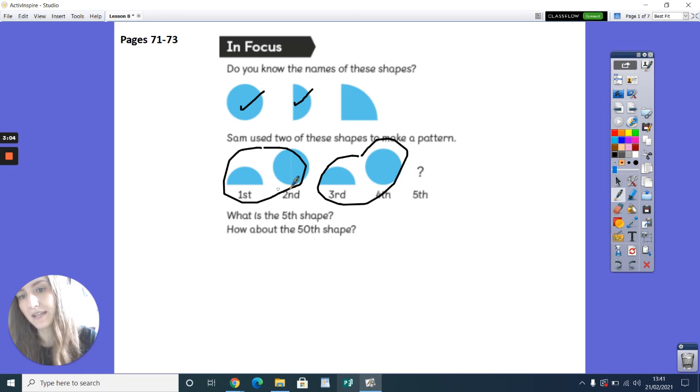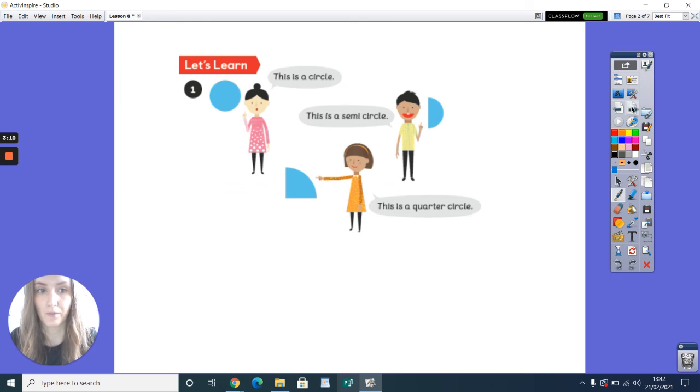Okay, so when it's just a pattern of 2 shapes, it's really easy to predict and say what shape it's going to be in which space. We just talked about that: circle, semicircle, and a quarter of a circle.